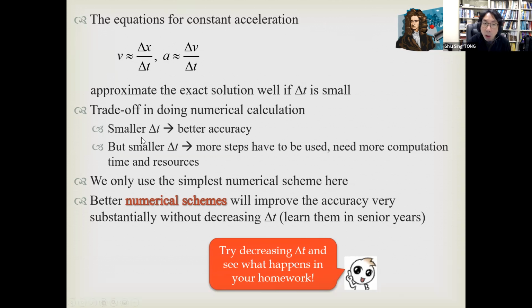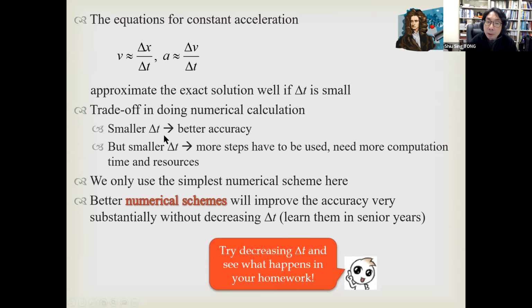If you use a smaller delta t, you will get better accuracy. For example, if you use a time step of 0.1 second, you will probably get only a very crude answer, which is not accurate. But if you use 0.01 as your time step, delta t, you will get a better result. If you are able to use 0.0001, you will get a very accurate result.